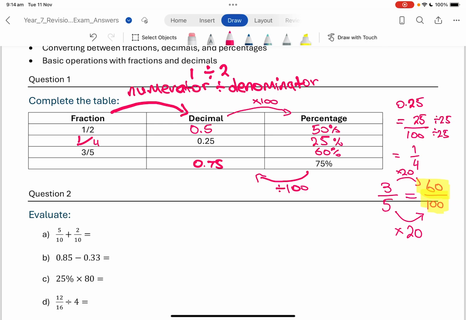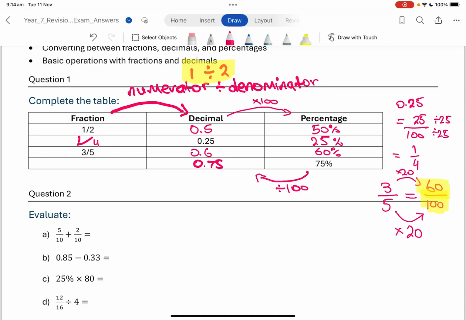And then once again, 60% as a decimal, we just divide it by 100. Okay, so that's the other way we could do it. You can still do it this dividing way. Either is fine. Okay, and then on the last one, we've got 0.75 as a fraction now.